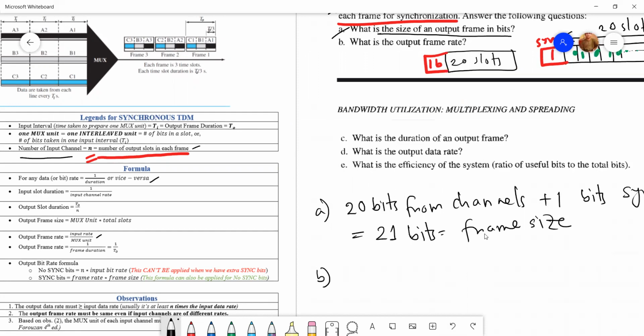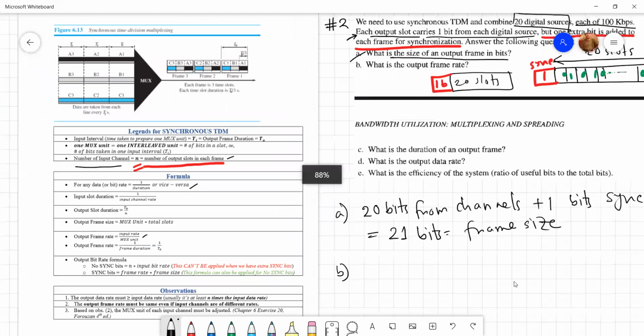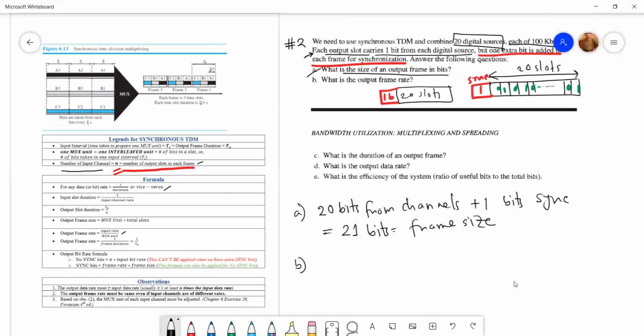Now, in this case, we don't know our output frame rate. We already know our input data rate. We don't know about the output frame duration. We only know the size of the frames, how many channels we have, and the input rate of each of the channels. So we don't have any kind of frame duration, so this formula is not going to work here.